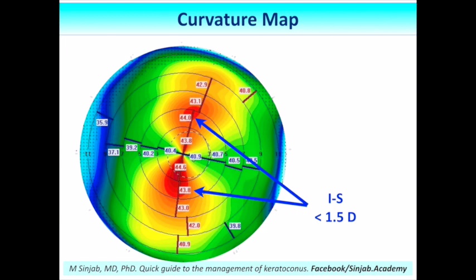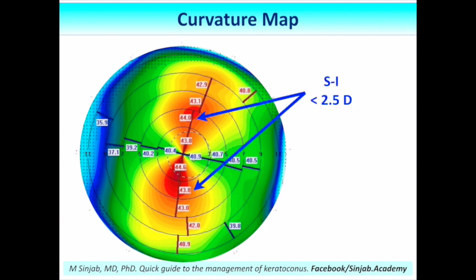So back to the difference between the inferior point and the superior point. Whenever we have the inferior minus superior less than 1.5 diopter, then this is normal. When the superior point has a larger number than the inferior point, then the difference should be less than 2.5 diopters.